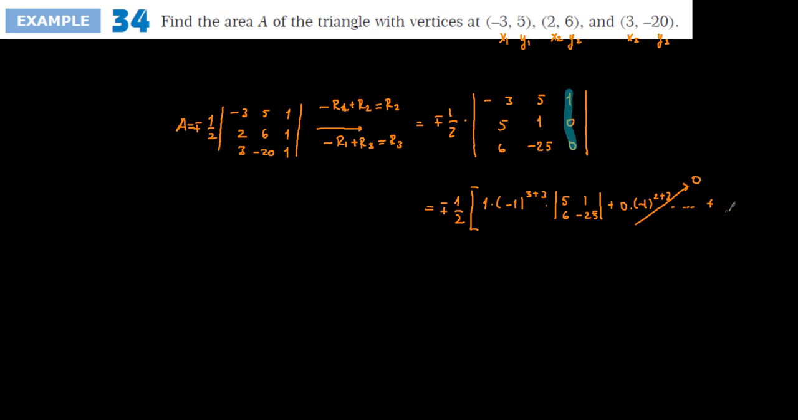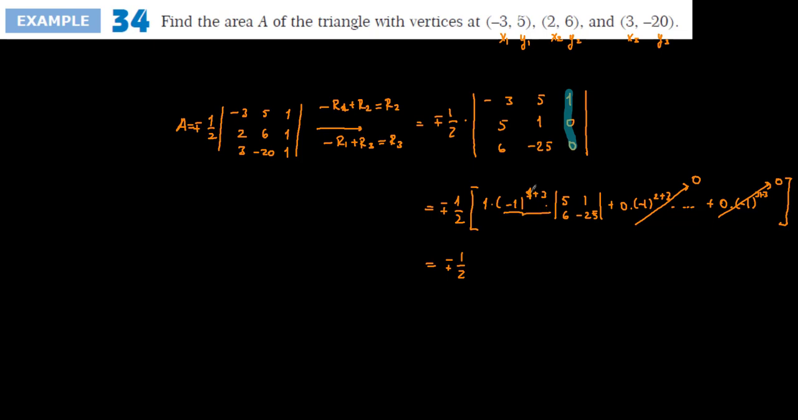And the plus, then 0 times minus 1 to the power of, this is third row, third column, it's going to be equal to, this is first row, third column. Okay, and here 3 plus 3, this part also is going to be equal to 0, so I'm going to close the parenthesis like this, which is equal to plus and minus 1 over 2.